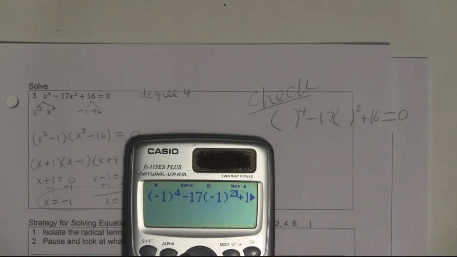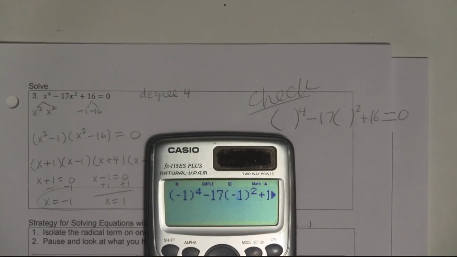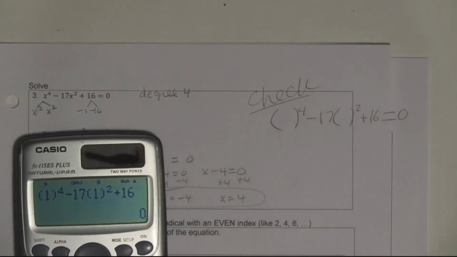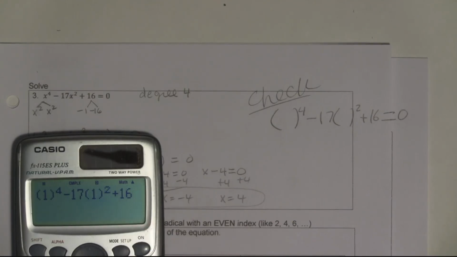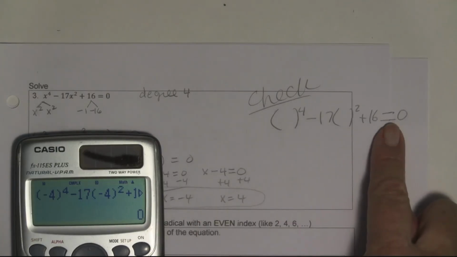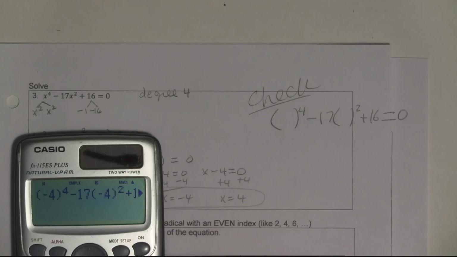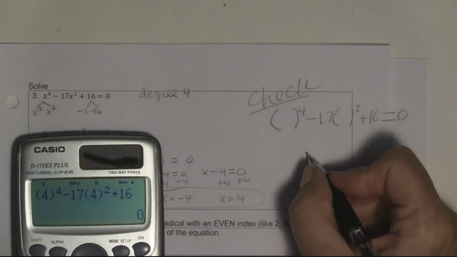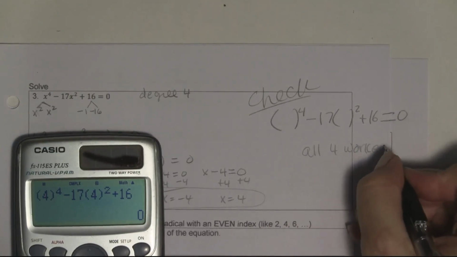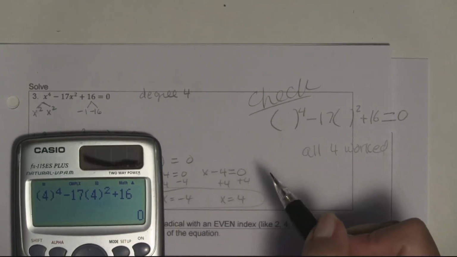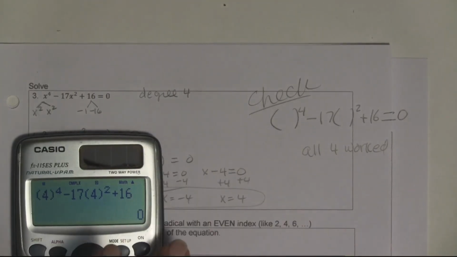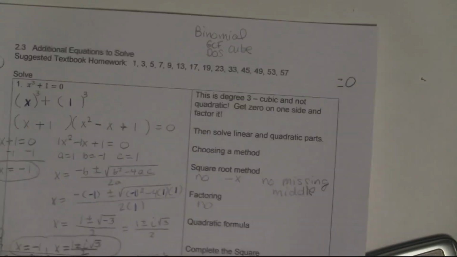Now I'm going to go back and edit that. I'm just going to take out the negative, and I'm checking 1. So I get 0. Then I'm going to check -4. And I get 0. And then I'm going to check +4. And I also get 0. So all 4 of them worked. I expected that all 4 worked, because unless you made a mistake, all 4 will work. When you have to check and be careful is when you have an even root like this one was, and whenever you have a rational.